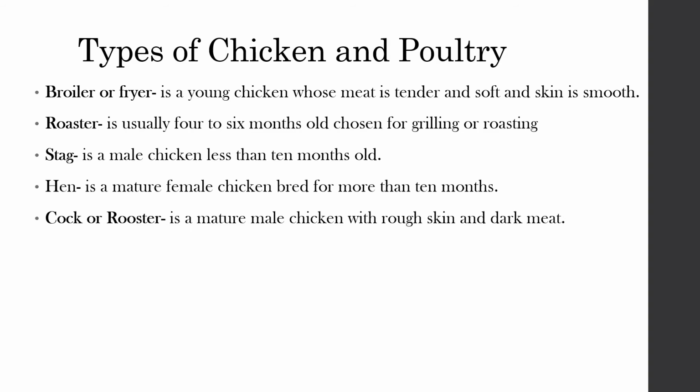A cock or rooster is a mature male chicken with rough skin and dark meat. The stag is younger. We also have the jumbo chicken. To be called a jumbo chicken, it should weigh around 4 kilos, or large.